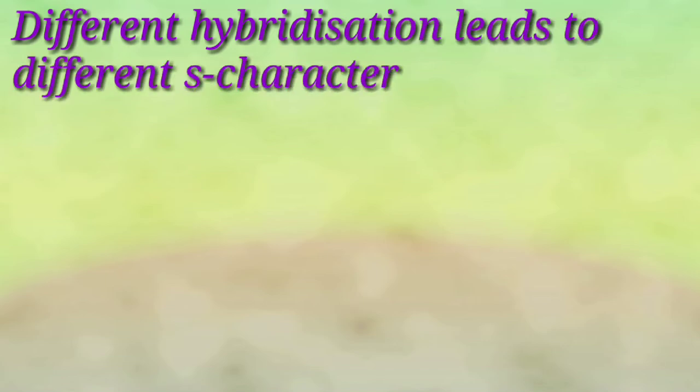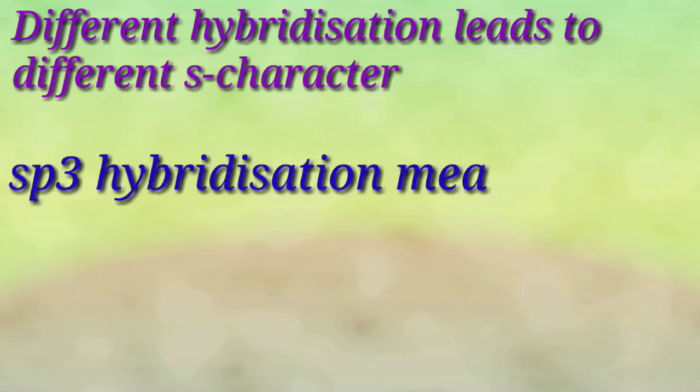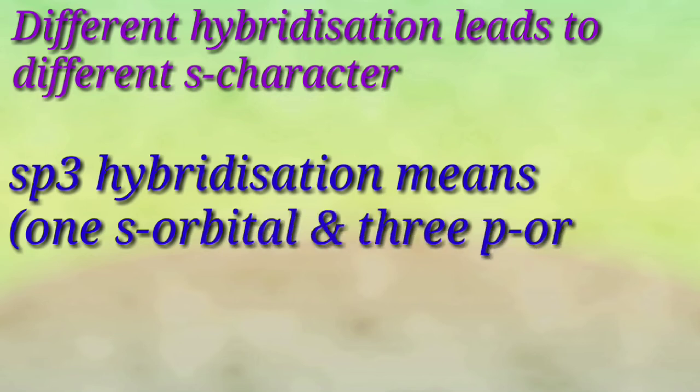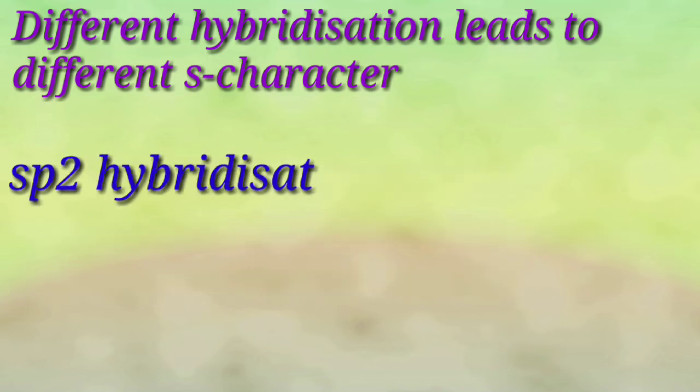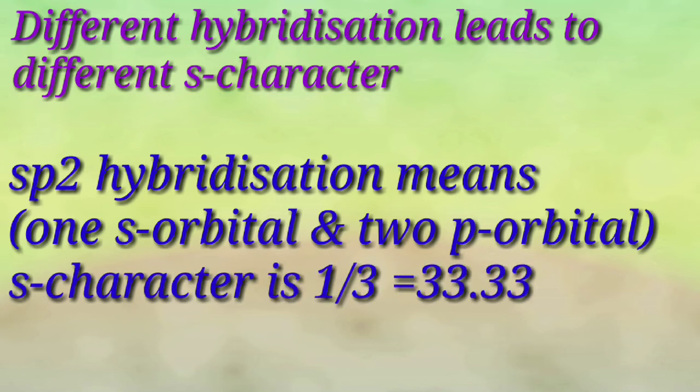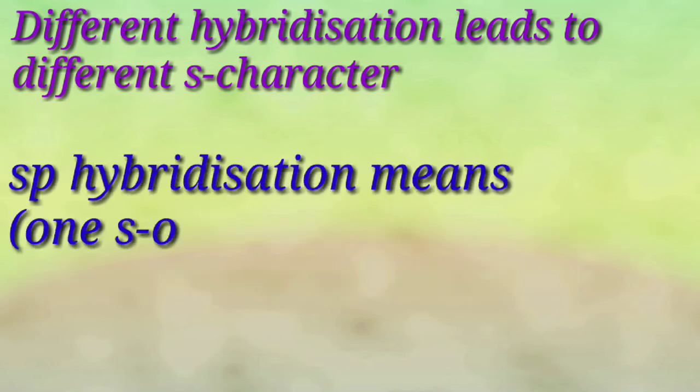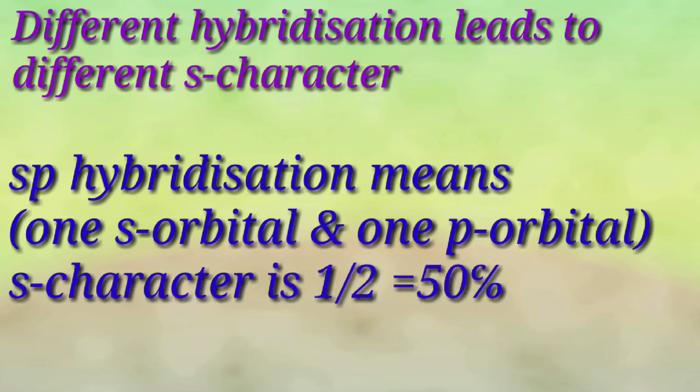Different hybridization leads to different s character, that is the percentage of s orbitals out of the total amount of orbitals. The sp3 hybridization means 25% s character, that is 1s and 3p orbitals. So s character is 1 by 4, that is 25%. sp2 hybridization has 33.3% s character and the number is 50% for sp hybridization.